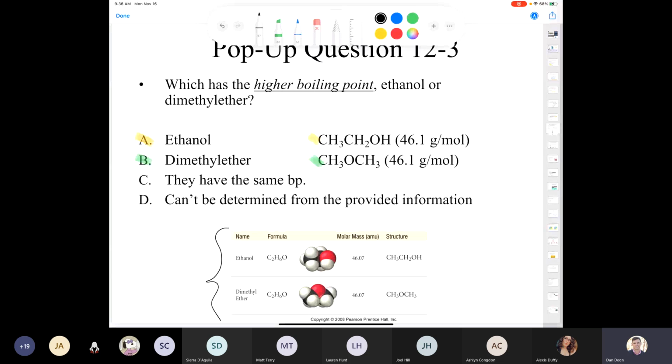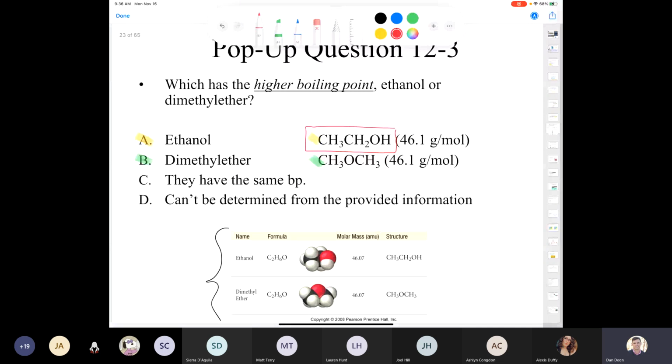What do you notice first? First thing I notice is that they both have the same molar mass, don't they? They both have the same molar mass, but obviously they probably have a different boiling point. I don't know. One of the answers is they have the same boiling point. Anyhow, what do you notice with these molecules? Let's look at ethanol first. Okay, let's look at it in gross and dirty detail.